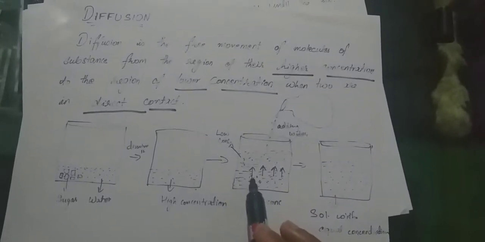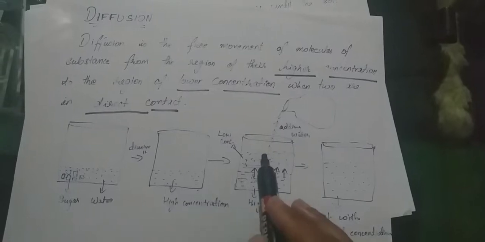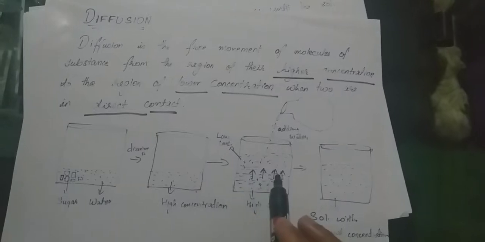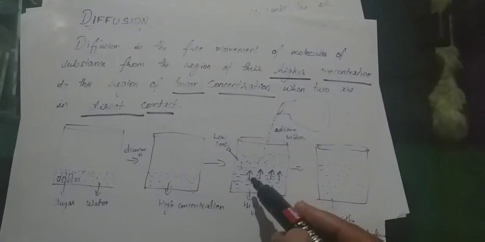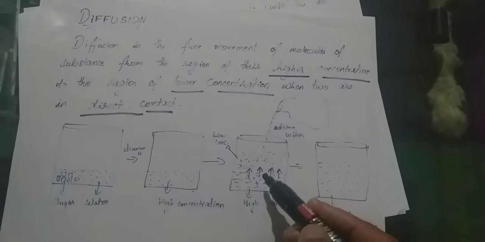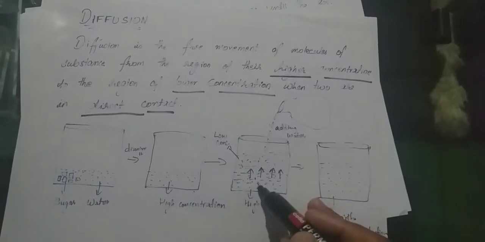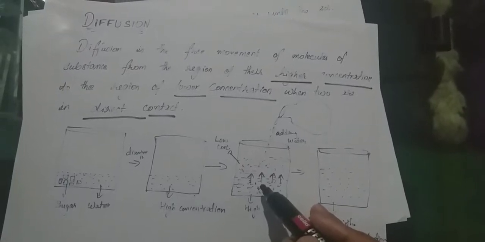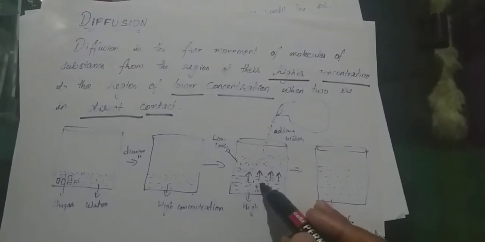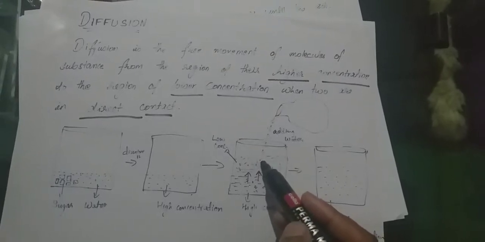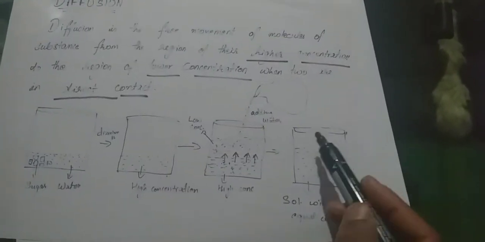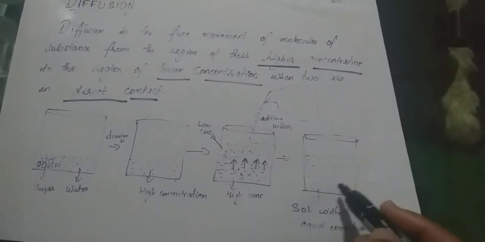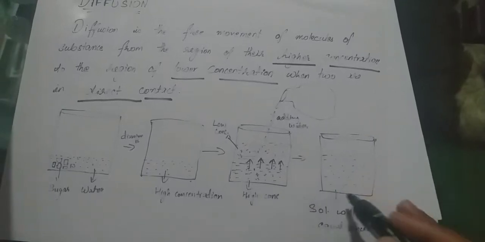Now the movement of molecules takes place from the higher concentration to the lower concentration, because it is in direct contact. There is no cell membrane or any kind of semi permeable membrane over there. The water and the solution are in direct contact. Thus the movement of sugar molecules from the higher concentration to the lower concentration takes place until the solution is equivalent, that means the concentration is the same all over the vessel.